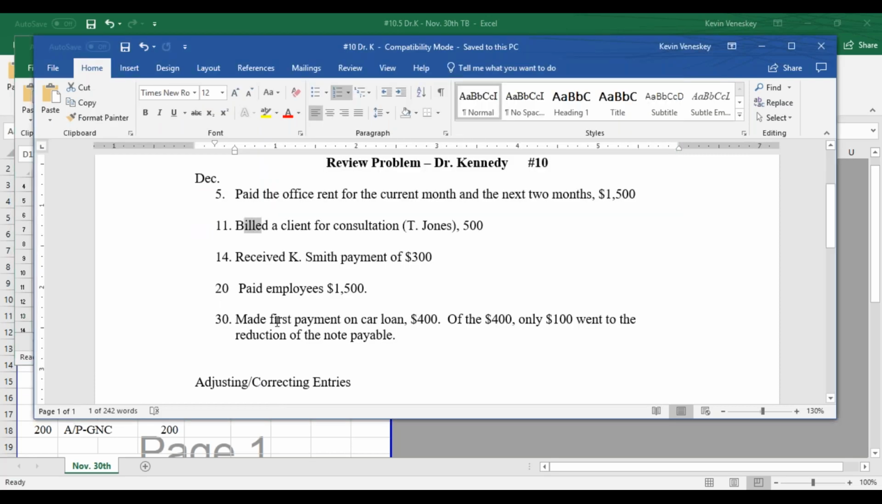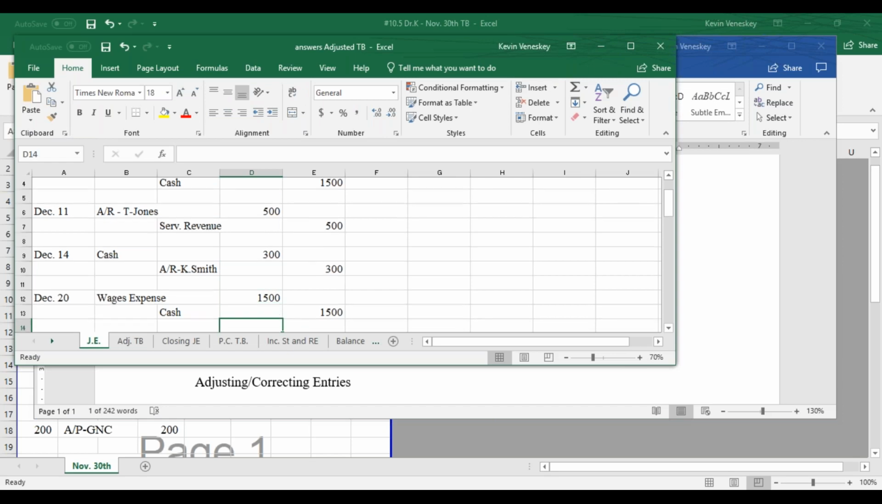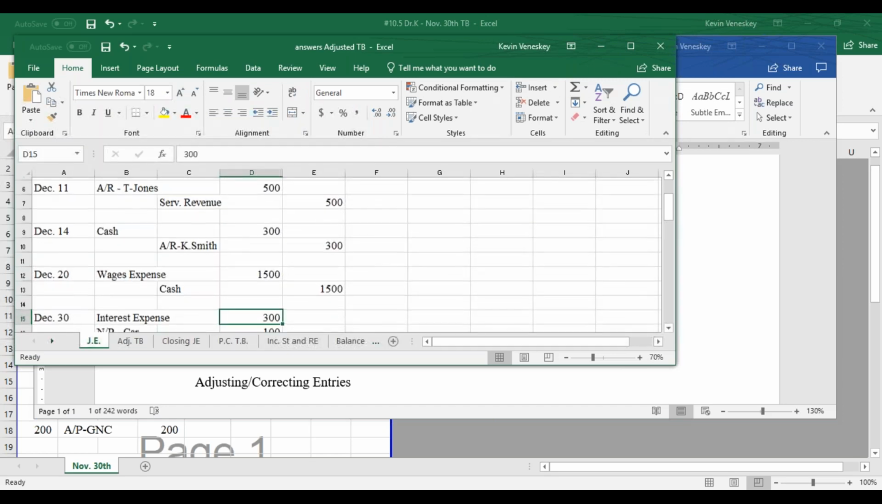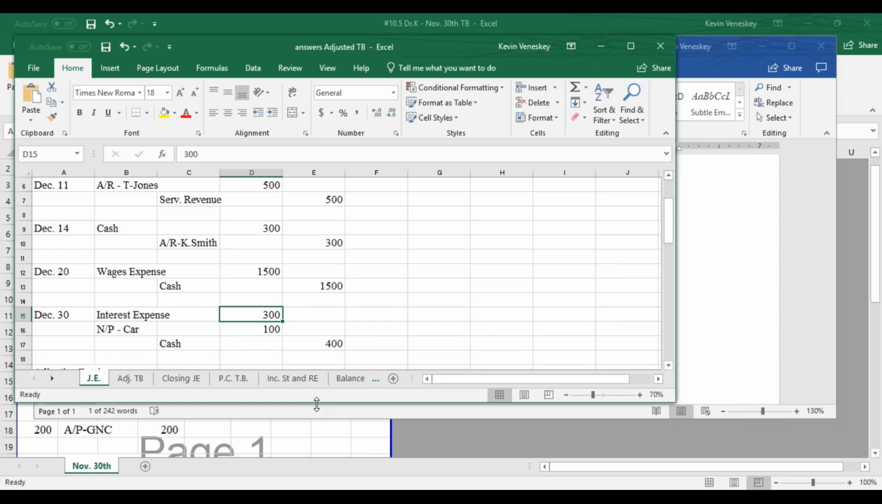In our final regular entry, we made a payment on our car loan, $400. Only $100 went to the note. So that means the rest of the $300 went as a thank you for loaning me money, which is the same thing as interest. And then I get to take off, what did I get? $100 off of my bill, so not much. A credit of $400 to cash, because why did I have a thank you for loaning me money, and why did I take a little bit off my bill? Because I paid money.